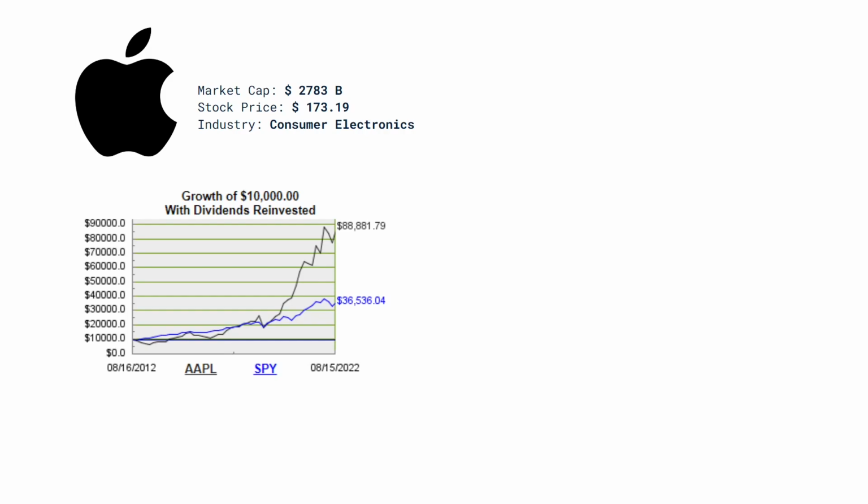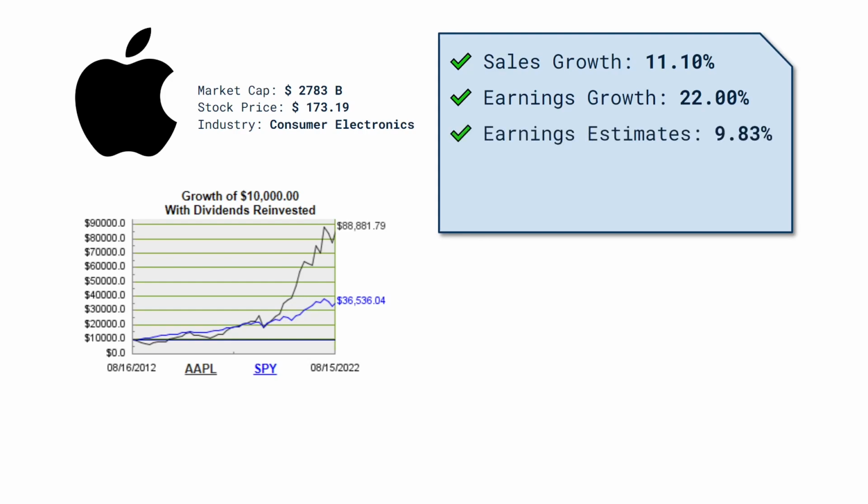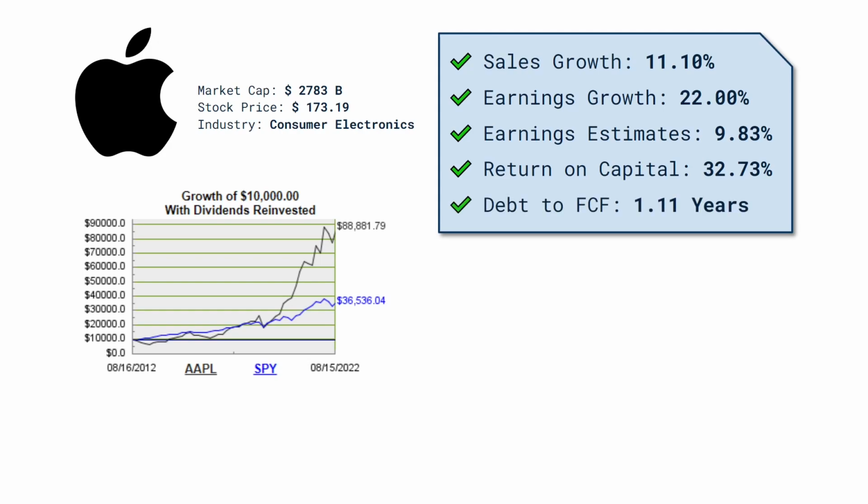Okay, so let's also take a look at the financial data. First off, an increasing sales growth annually of 11%. That's insanely good. The earnings growth is also insanely good at 22%. The analysts expect a bit weaker earnings ahead though, 9.83%. The return on capital is also extremely high, over 32%. And the debt compared to the free cash flow they are generating is only 1.11 years. So they can pay off their debt with the cash flow they are generating without any problems.